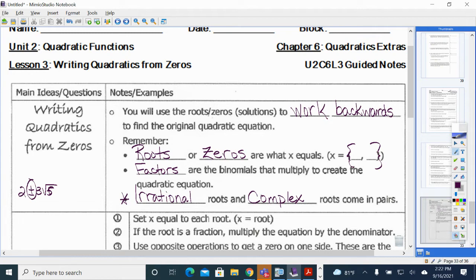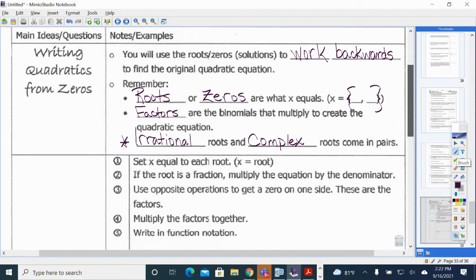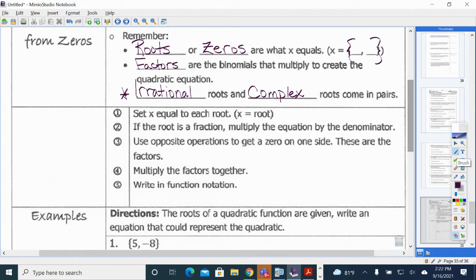Same thing with complex solutions. I could easily stick an i with that 3, and those are two complex solutions, so they come in pairs. That's the one that a lot of students will have a tendency to forget: your irrational roots and your complex roots come in pairs. So let's look at these steps. Here are the steps to working backwards.